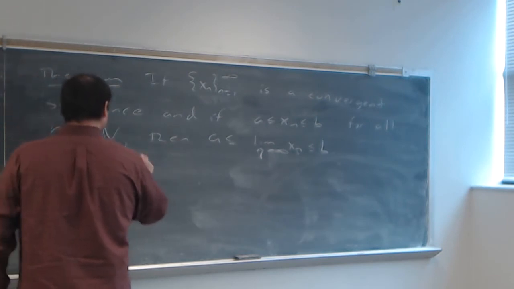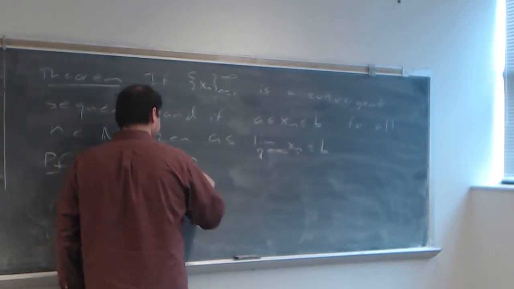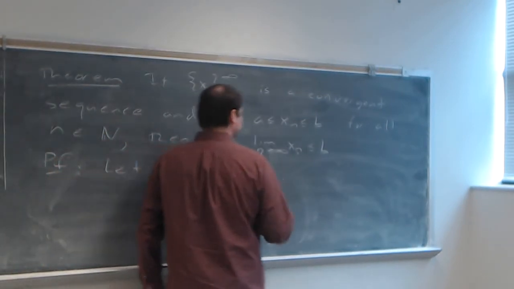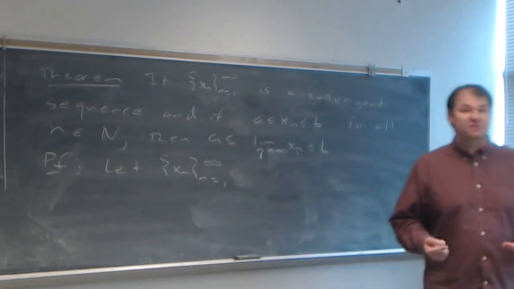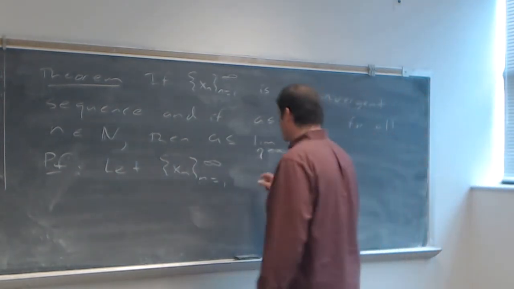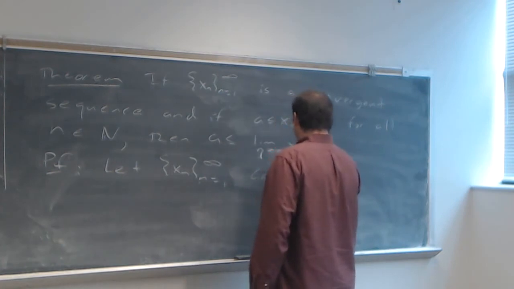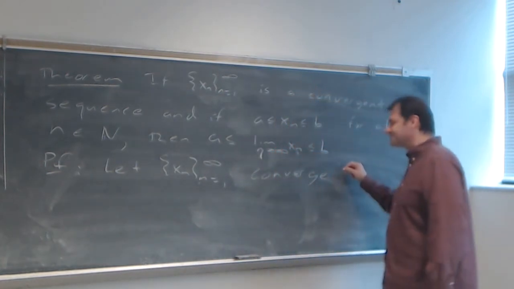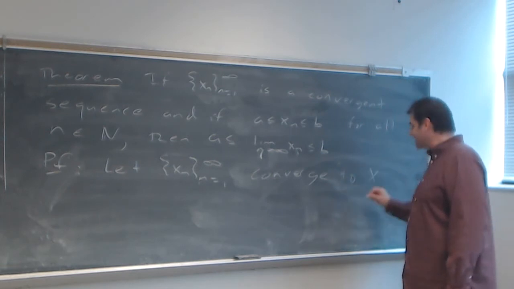So here we're going to let x of n be a convergent sequence. If it converges, that means it converges to something. Let's give that limit a name. Let x of n converge to, what do you think we should call it? x. That's a good answer.